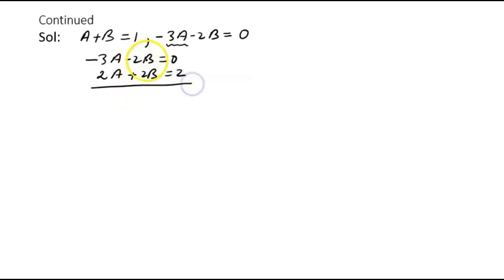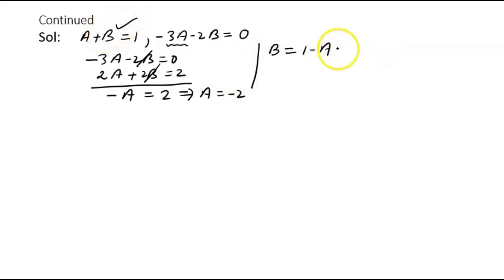So if I add these two equations, minus 2b and plus 2b cancel, minus 3a, 2a. So I will get minus a is equal to 2. So what I get, a is equal to minus 2. And if I solve it here, b is equal to 1 minus a from this equation. So 1 minus minus 2 means 1 plus 2 is equal to 3.